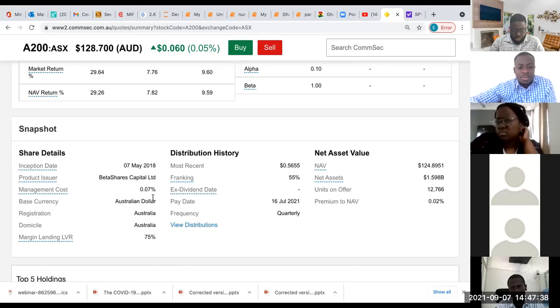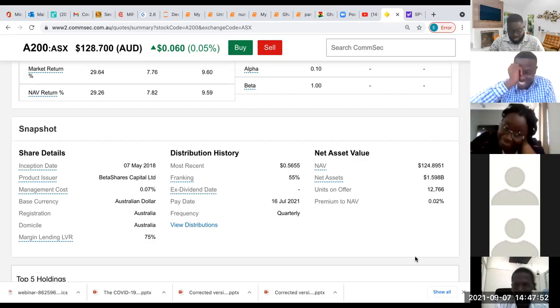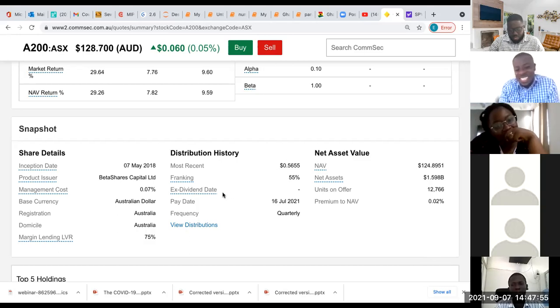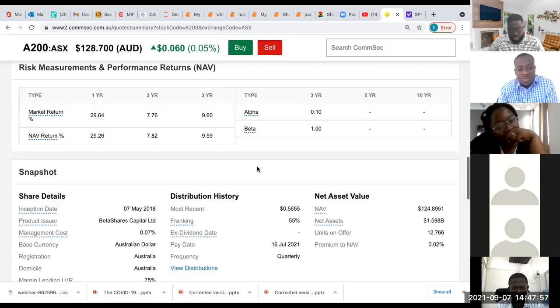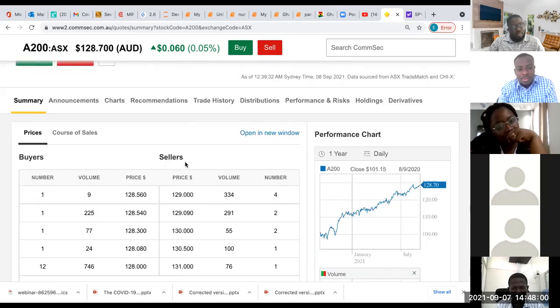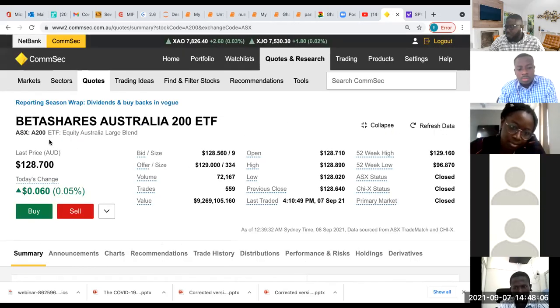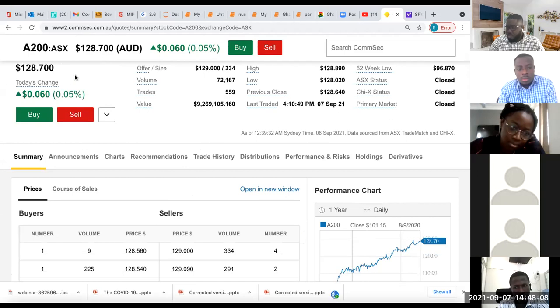Okay, so the management fees for these funds are very low, and like I was telling you, the reason why this management fee is low is that this fund is not an actively managed fund. Okay, the fund is constructed to, if they say AXS 200, for simplicity's sake, say the fund will buy all the 200 shares listed on the Australian Stock Exchange. So they just buy all the 200 shares listed on the Australian Stock Exchange.